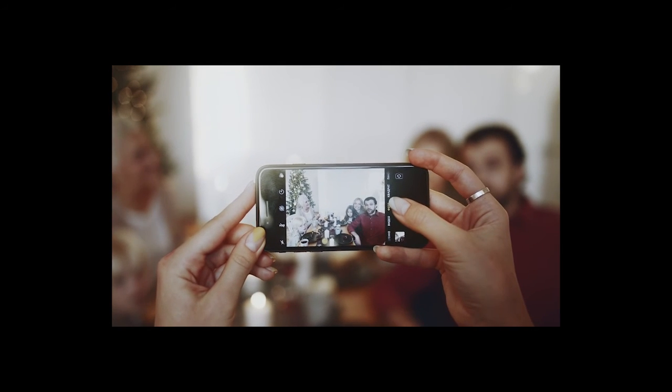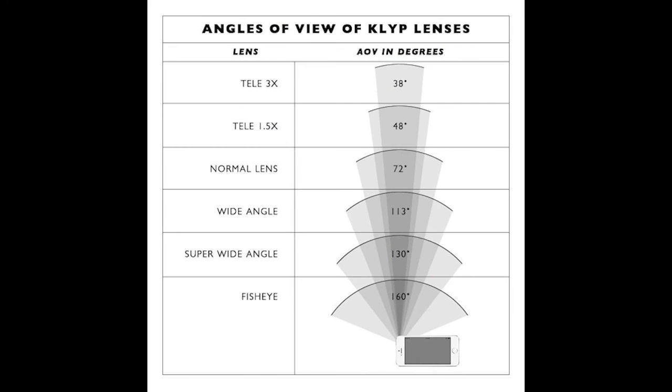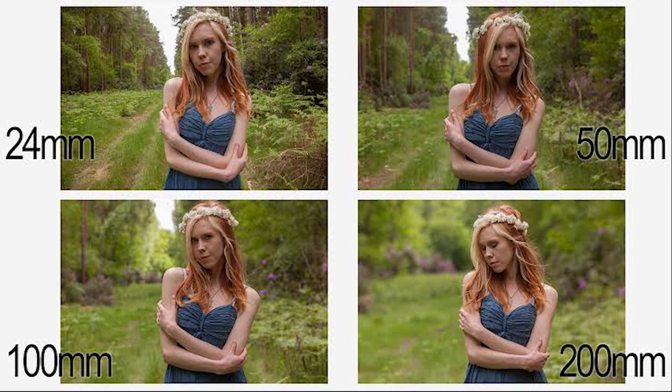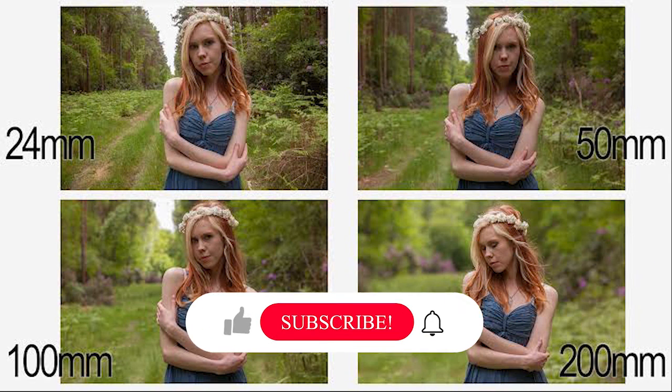So before you go, remember that the lower the focal length, the wider the angle of view, and the higher the focal length, the more focused the object in focus will appear, and the higher the depth of field, thus providing a better bokeh effect.